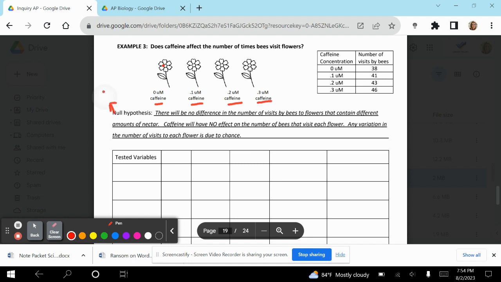Remember, null means no. There's going to be no effect. Okay, so you can say there's going to be no difference in the number of visits by the bees to flowers that contain different amounts of caffeine. So again, our IV is changing caffeine concentration, and our DV is going to be the number of visits by bees to that flower. Or you could say caffeine is going to have no effect on the number of bee visits to each flower. Any variation is due to chance.